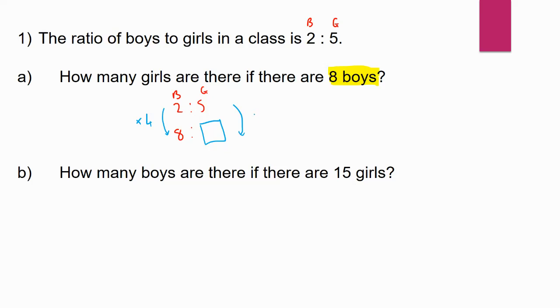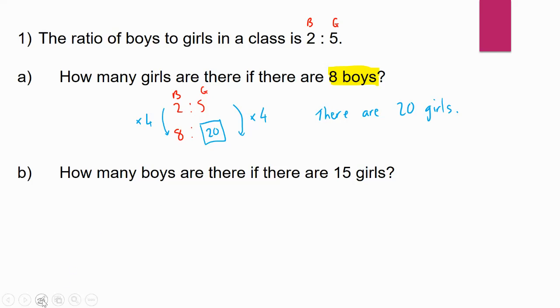2 times 4 gives me 8. And on the girls' ratio, the 5 parts for the girls also needs to be multiplied by 4. So 5 times 4 is 20. Therefore, if there are 8 boys in this class, then there are 20 girls. Okay, that's part A done.